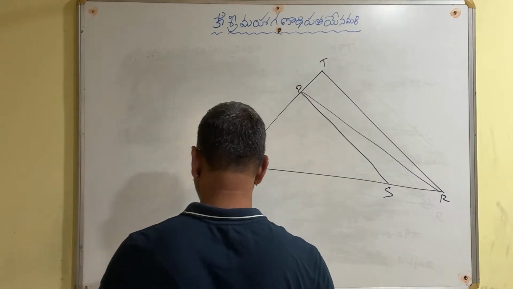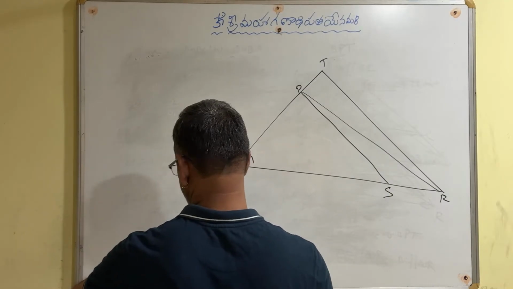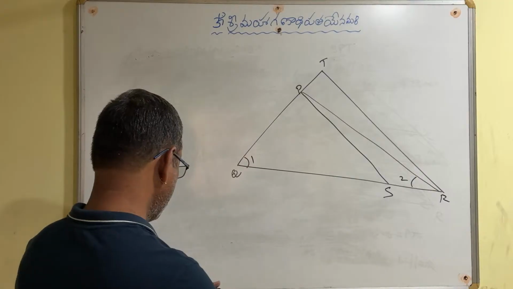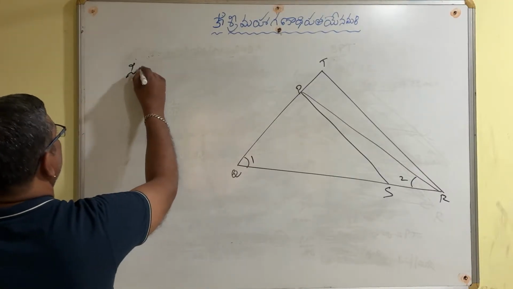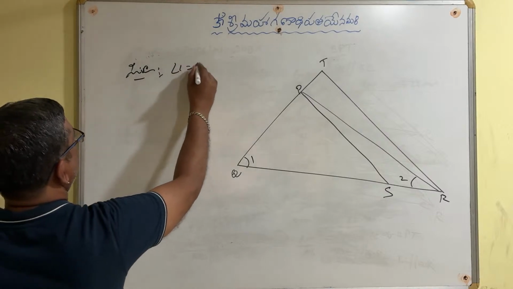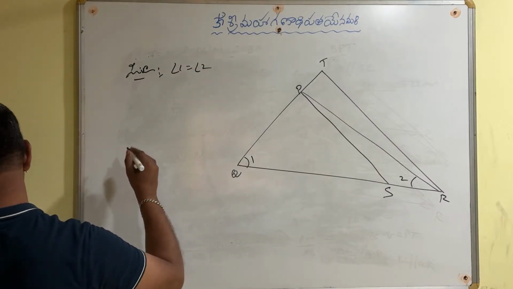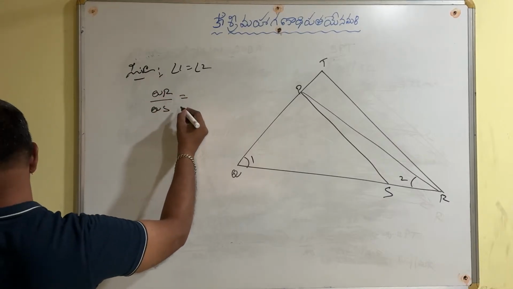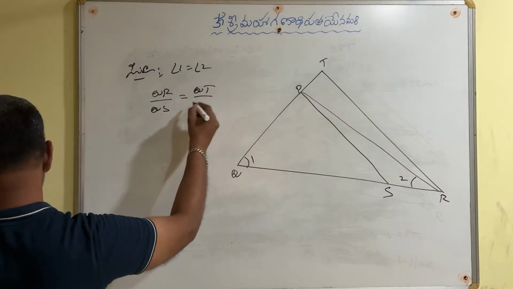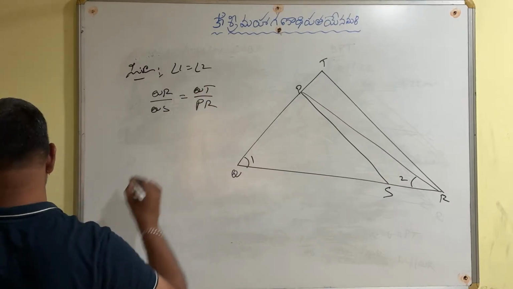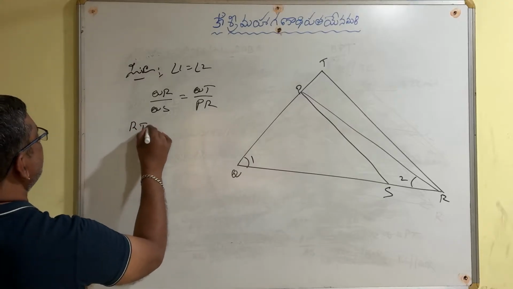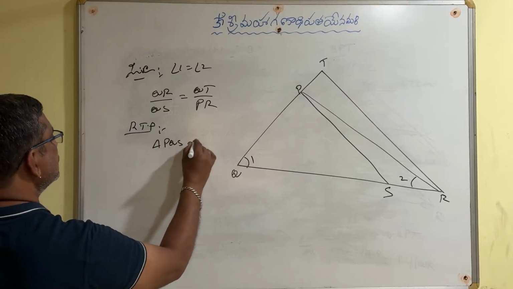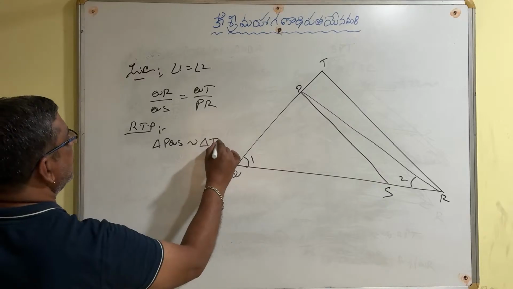Angle 1 is equal to angle 2. Yes. What is given? Angle 1 is equal to angle 2, and QR by QS is equal to QT by PR. This is given, and required to prove triangle PQS is similar to triangle TQR.